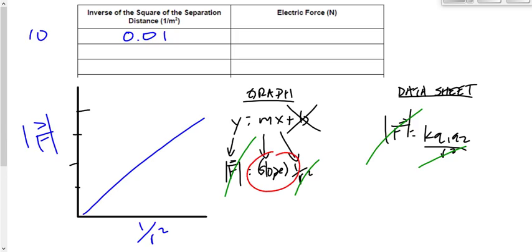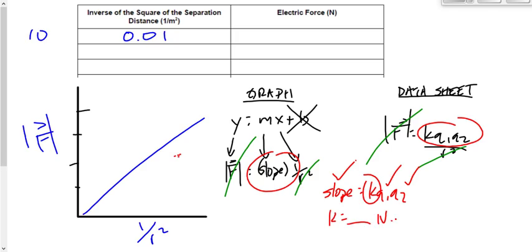The slope is k q1 q2. Well, you've already displayed the equation on this graph from Google Sheets, so Google Sheets has told you what the value of the slope is. You've recorded the value of q1 and q2, although you've recorded them in microcoulombs, and when you do the calculation here, you want to be in coulombs. Solve for the value of k, which is exactly what you were trying to accomplish with this.